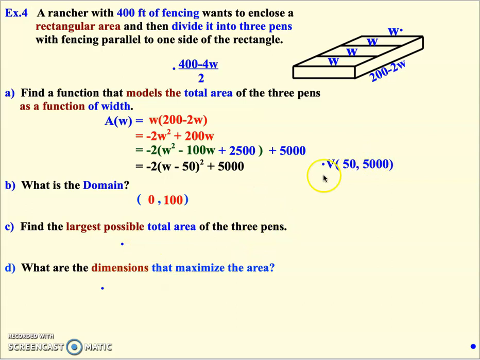Then from my vertex, what is what in these two questions? Well, again, largest possible area. Remember what this actually represents. It's a width that produced an area. So largest possible area is my 5,000 square feet. Again, reminding you guys that a max value is a y value, not the full coordinate. And then the dimensions that maximize that area, well, if this is my width, then I know that this is 50, and then I can plug 50 in and get my dimensions. And then, of course, 50 by 100 ought to produce my total area.